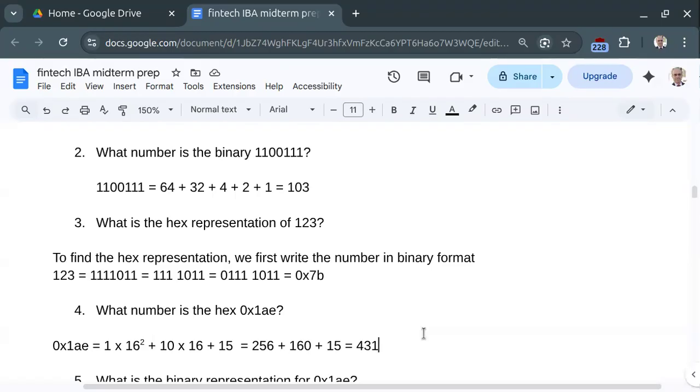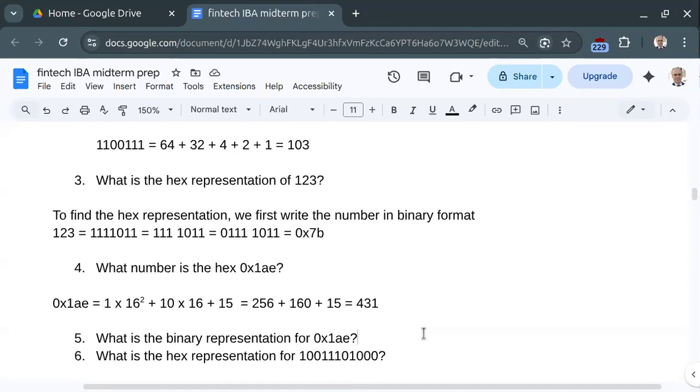Okay? Is it clear so far? Any questions so far? Okay, everybody understands. So you should all do very well in the midterm.